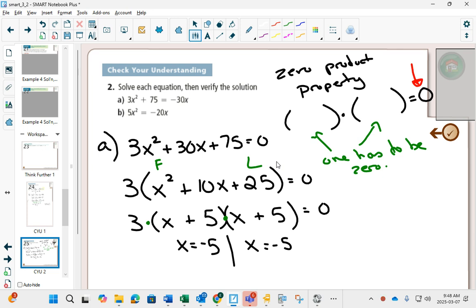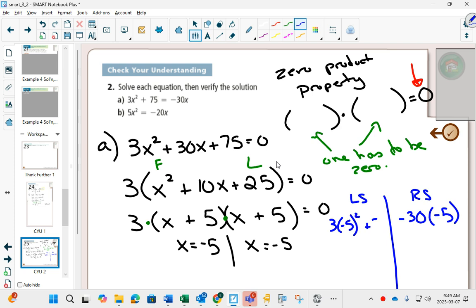Let's verify the solution just by plugging it in. Remember, if something asks you to verify, you set up your left side and your right side. My right side is negative 30 times negative 5. My left side would be 3 times negative 5 squared plus 75. This side will be 150. This side is 150. And we verified that our answer is correct.